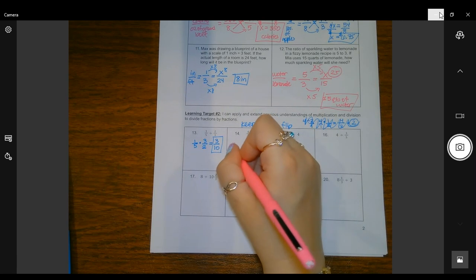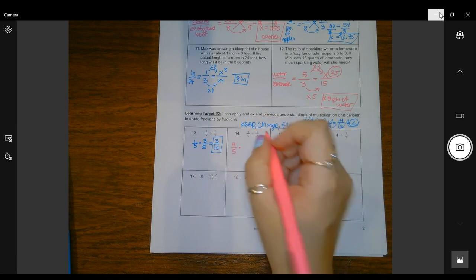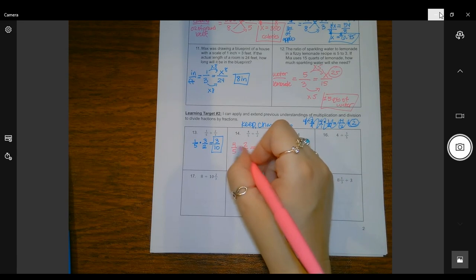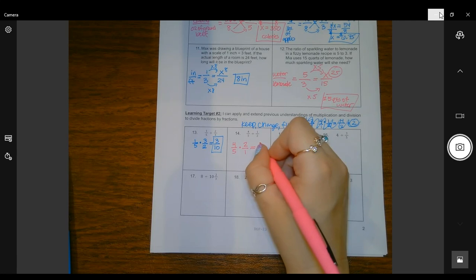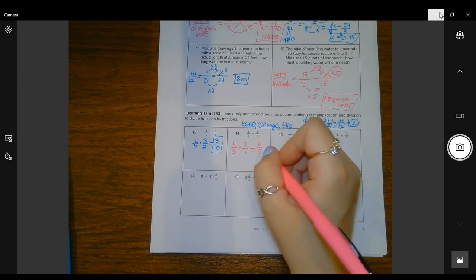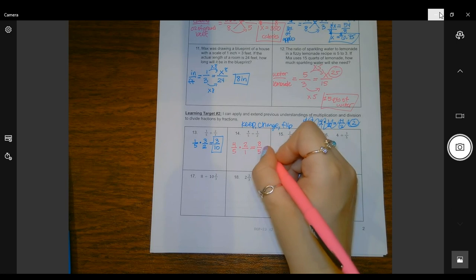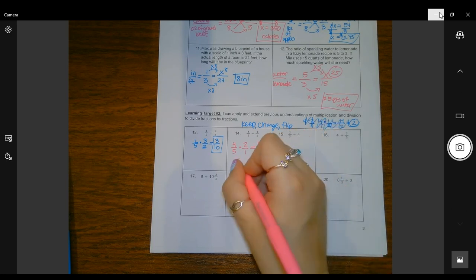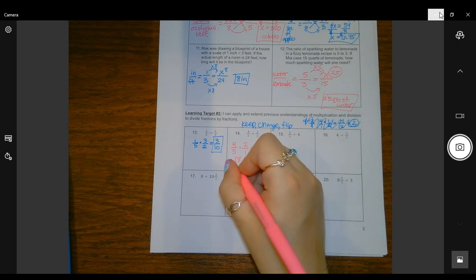Keep the first fraction the same. Change division to multiplication. Flip that second fraction. Can anything there cross cancel? Then multiply across. 4 times 2 is 8. And 5 times 1 is 5. Can it reduce? No. However, do I leave it like that? No, because that's an improper fraction. So I take the top and I divide it by the bottom.